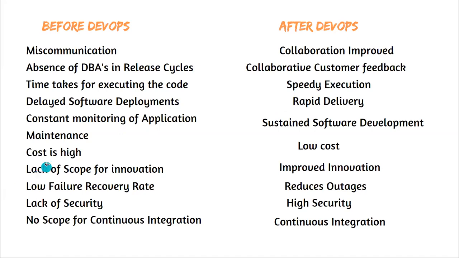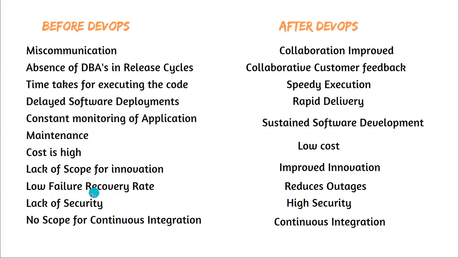Next, the cost factor. It is high before DevOps, but after DevOps the cost factor is very low. Lack of scope for innovation and improved innovation. Why this point? Initially the development team and operation team had not started working together, but now they have started working together. So can we do something innovatively? Because we have two teams, right? If they combine these two teams, then we can do some innovative things. But before DevOps, we don't have both teams combined, so we can't do innovation there.